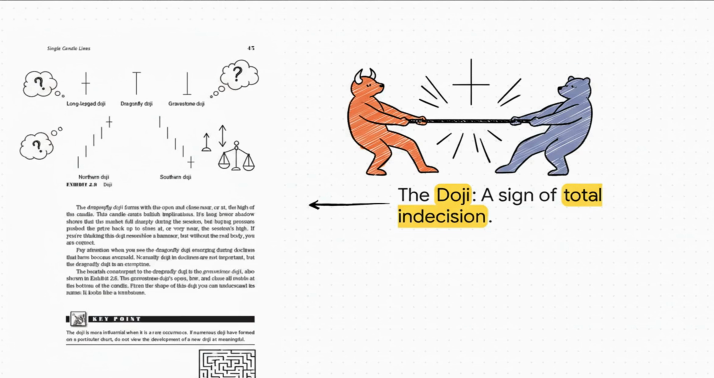Okay, next up is the doji. Now, a doji is fascinating. It is the perfect picture of total indecision. It happens when the open and the close are pretty much the exact same price, which means you get a tiny, almost non-existent real body. It's a complete draw between the bulls and the bears.